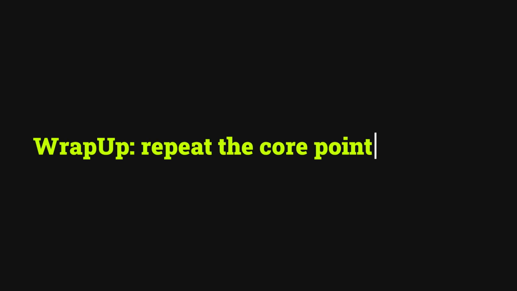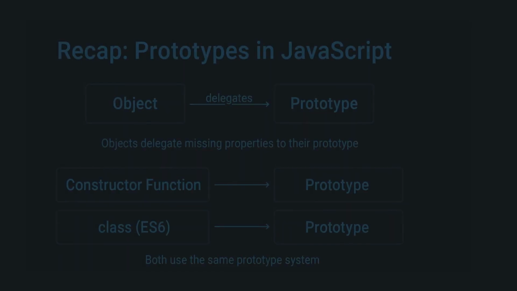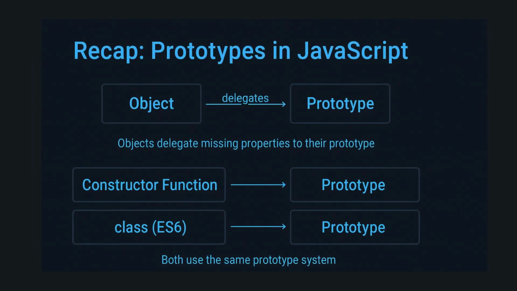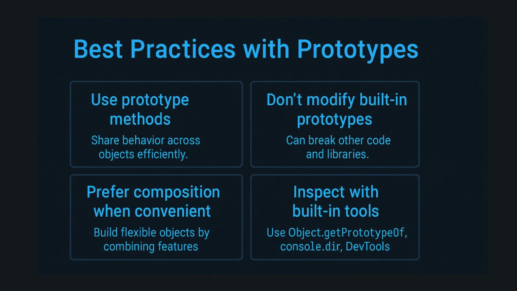Wrap up, repeat the core points briefly. To recap, JavaScript uses prototypes for inheritance. Objects delegate to prototypes, constructor functions and ES6 class map to the same prototype system. Use prototype methods to share behavior, avoid polluting built-in prototypes, prefer composition when convenient, and inspect prototypes with the built-in tools.